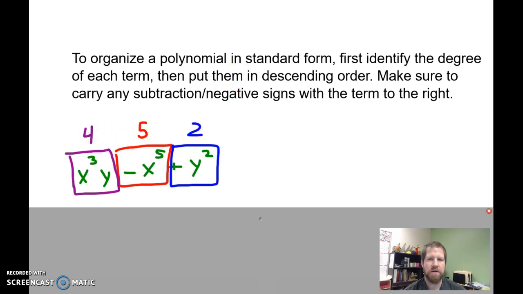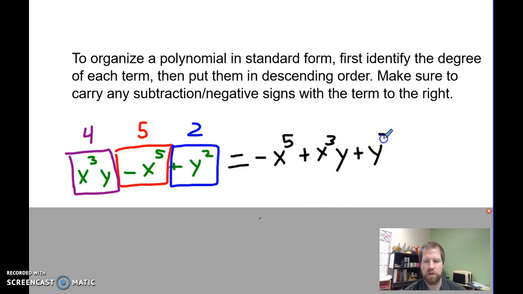So if I'm going to put this into standard notation, I'm going to have my 5th degree term come first. I'm going to bring that subtraction, so now it's a negative x to the 5th. And then my 4th degree term, I don't have any subtraction here, so that'll be a positive x to the 3rd times y, and then this is a positive y squared. And that is my polynomial in standard form. The leading coefficient here is actually going to be negative 1. Remember, if there's no number here, it's like there's a 1, so negative 1.